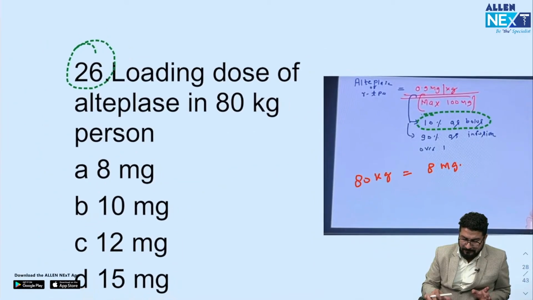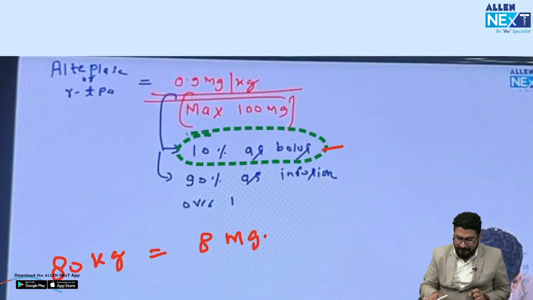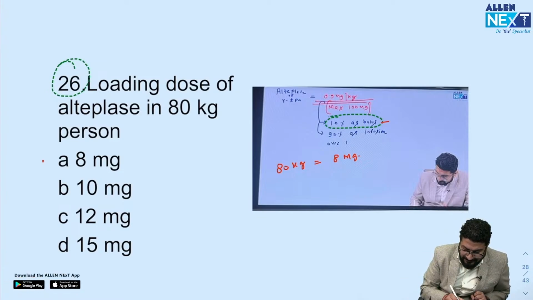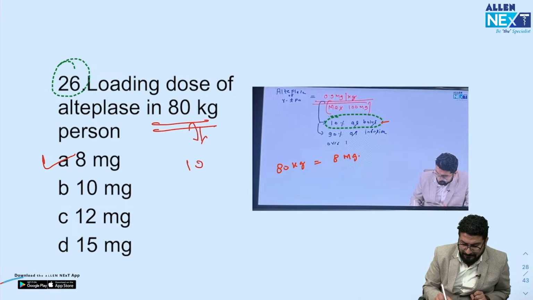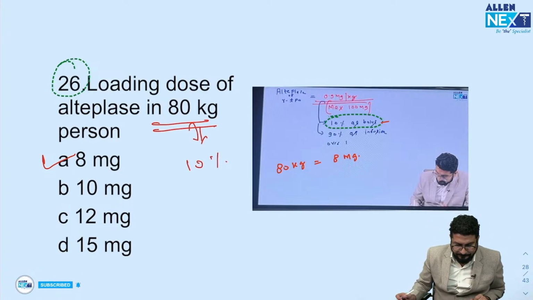So this was a question on loading dose. As bolus what we give, that is the loading dose. So the loading dose will be 8 mg. The rest we will give as an infusion over 1 hour. Remember, Alteplase dose they have asked in mg. So in 80 kg, 10% we give as bolus, and the rest 90% we give via infusion. Am I clear?